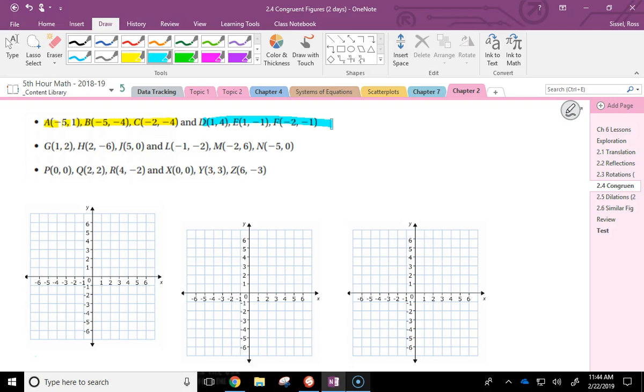So they tell us, I need you to put a point at -5, 1. Label it A. Then we'll go to -5, -4, and label it B. Then we'll go to -2, -4, and label it C. Connect the dots, and then we're going to draw our second shape. Go ahead and do this quickly. And then -5, 1.